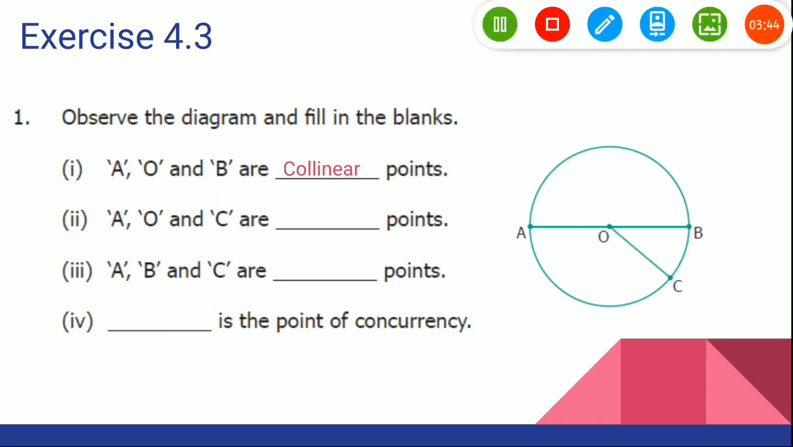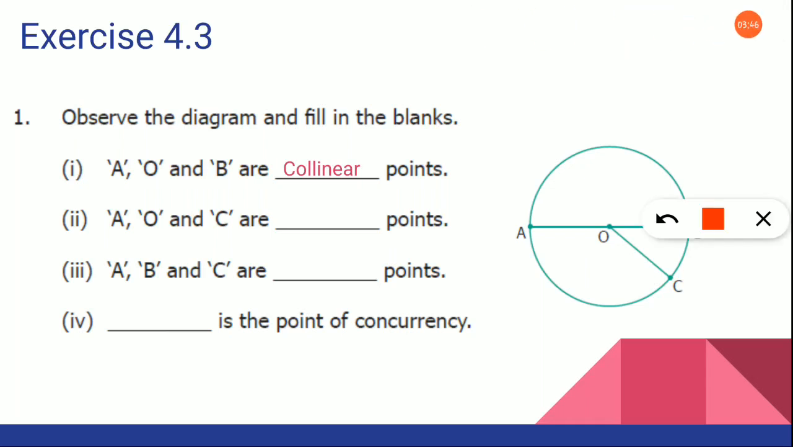And the next one, A, O, C are dash points. A, O and C. Okay, are these three continuously placed? The continuously placed points should be on a straight line only. Okay, is this a straight line? No. So what type of points are these? These are non-collinear points. The points which are not on a straight line can be called non-collinear points.